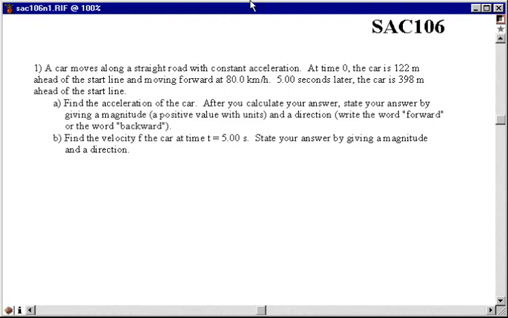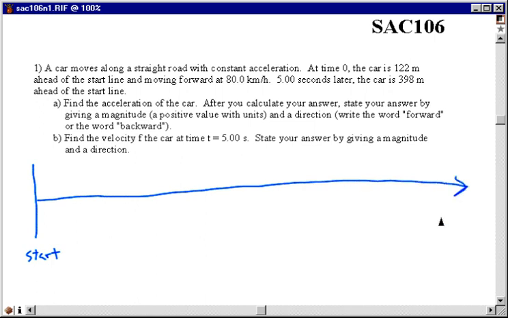SAC106, problem number 1. We have a car moving along a straight road with constant acceleration. And we get some details of the motion. Let's get a sketch of that. I'll call this the start line. And this the positive x direction.